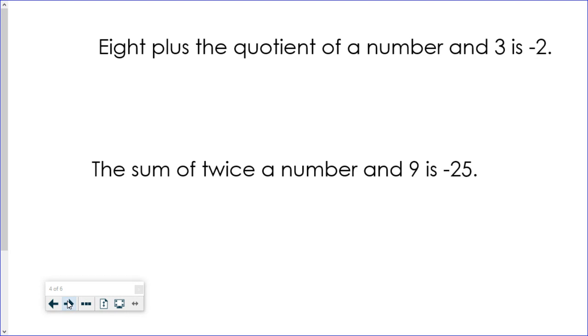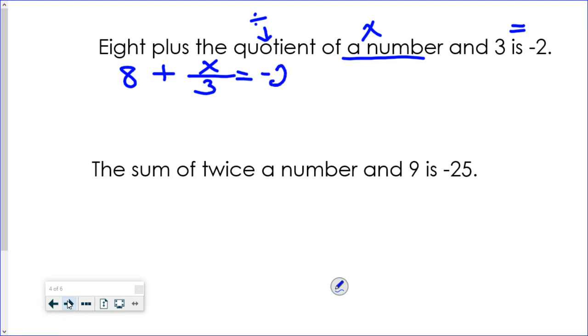Okay, so let's just write the equation. Writing the equation, the number 8 plus. Now, what does the quotient mean? The quotient means divide, but I don't want you to use the division sign anymore. When you see divide, think fraction. So the quotient of a number is the number we don't know. That's your variable. A number we don't know. And 3. And then don't forget is negative 2. Okay? There's your equation.